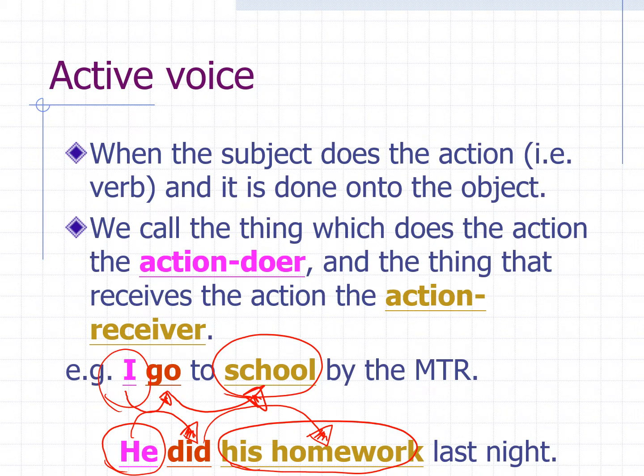Okay, the things highlighted in pink are the action doer, which starts or initiates the action. And then the things highlighted in yellow are the action receivers, which are having the action done on them.